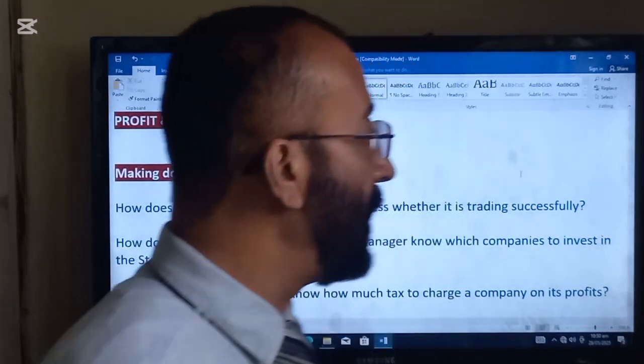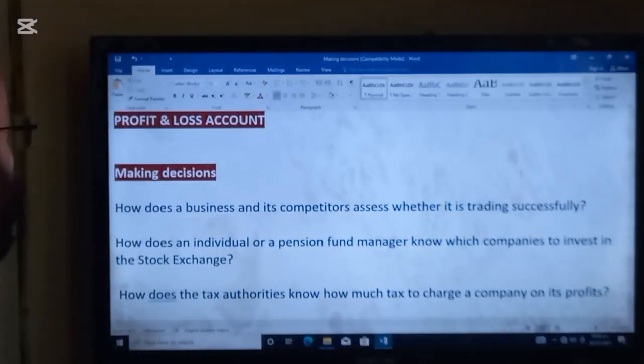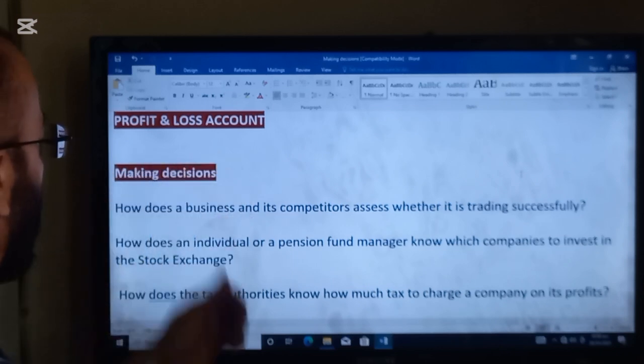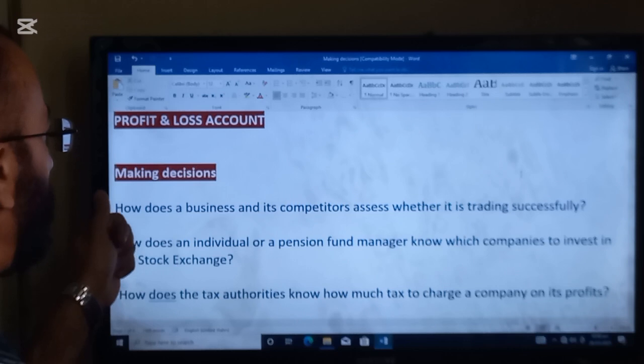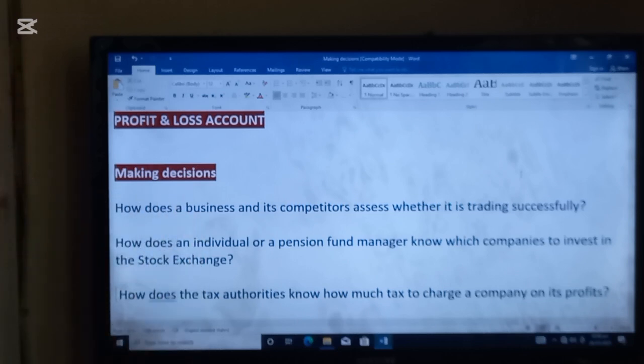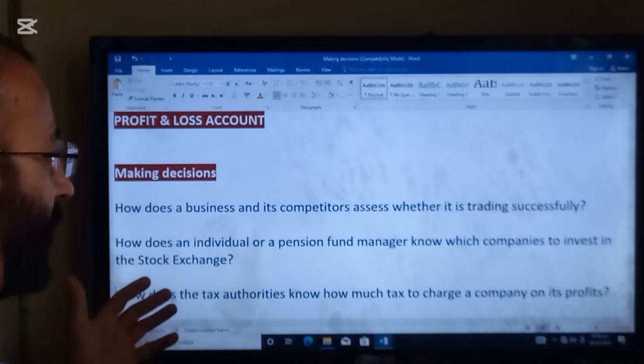This is a technical topic, so concentrate yourself. Profit and loss account. And in this topic, first we will read making decisions. So some decisions are required.